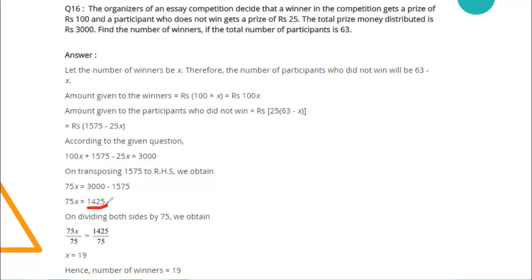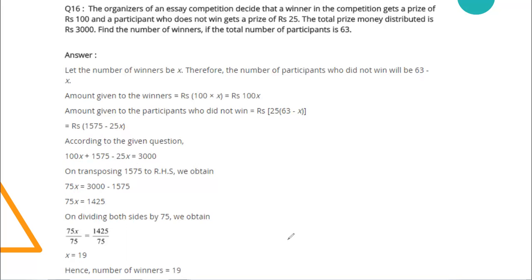1425. How do we get 75x? Might be a question. I'll just tell you that now. Now 100x minus 25x gives you 75x. Why do we get positive 75x? It is because of the greater number sign, which is 100, right?